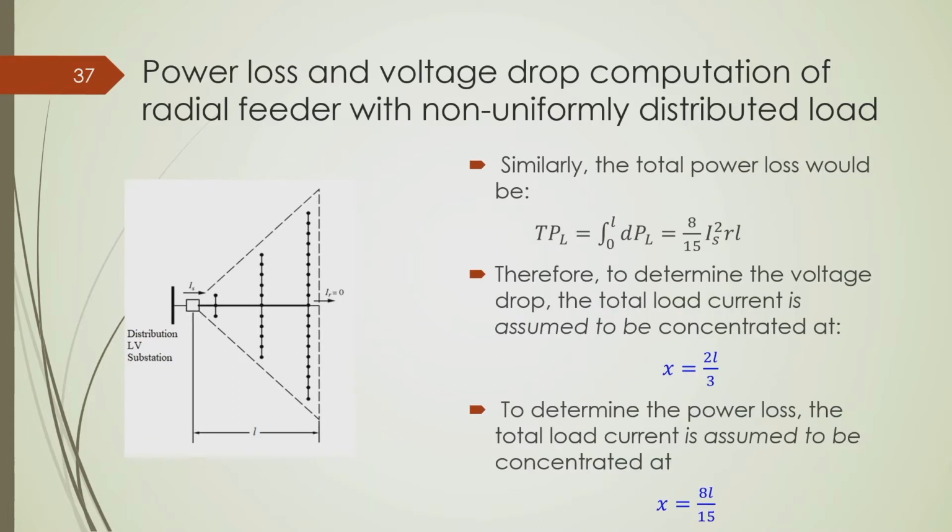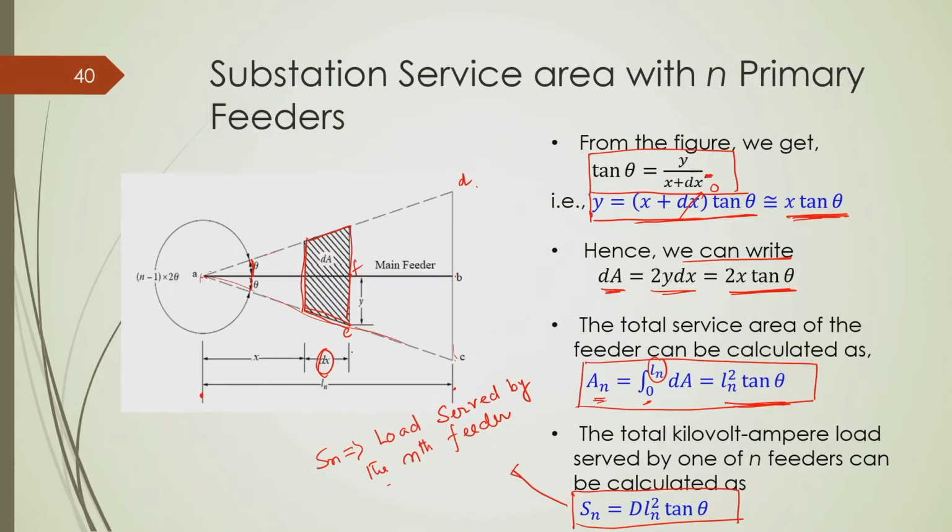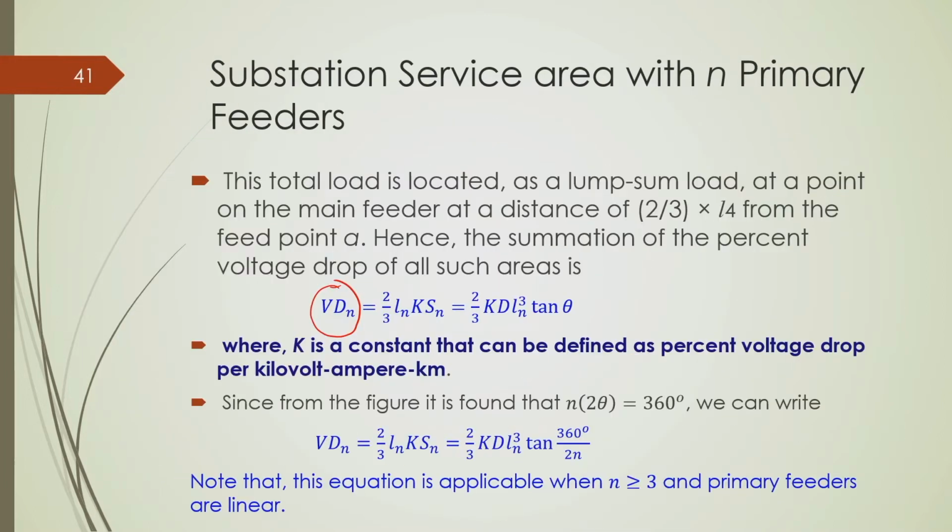So, voltage drop is typically a function of load and the length of the feeder. With this, we will try to determine the expression for the voltage drop of the main feeder of the nth feeder under a particular substation serving n number of feeders. So, this VDn stands for the voltage drop of the main feeder of the nth feeder under a particular substation, and it is proportional to the load multiplied by this length.